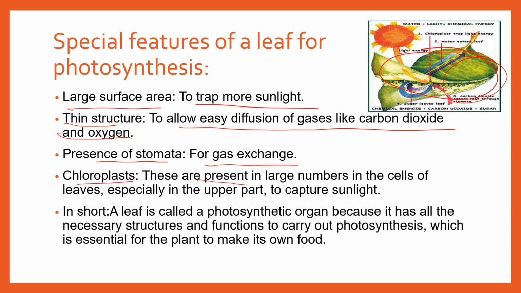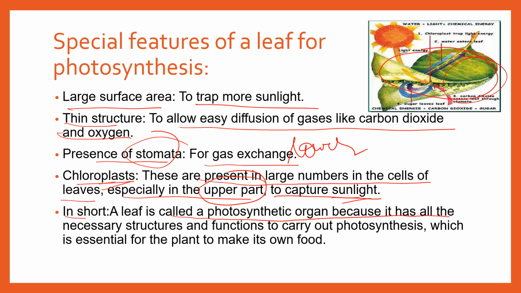Chloroplasts are present in large numbers in the cells of leaves, especially in the upper part, to capture the light. Stomata are mostly present in the lower part, whereas chloroplast cells are present in the upper part to capture the sunlight. In short, a leaf is called a photosynthetic organ because it has all the necessary structures and functions to carry out photosynthesis, which is essential for the plant to make its own food.